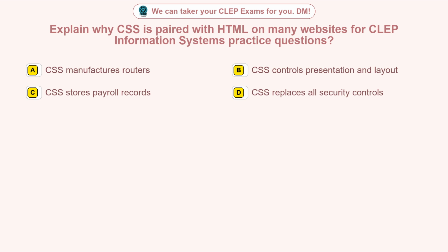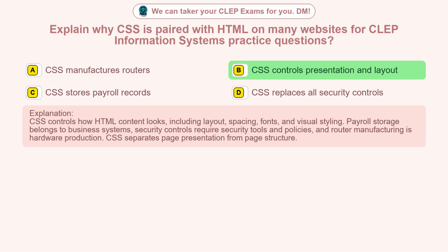Question 35. Explain why CSS is paired with HTML on many websites for CLEP Information Systems practice questions. Option A, CSS manufactures routers. Option B, CSS controls presentation and layout. Option C, CSS stores payroll records. Option D, CSS replaces all security controls. The correct answer is option B, CSS controls presentation and layout.